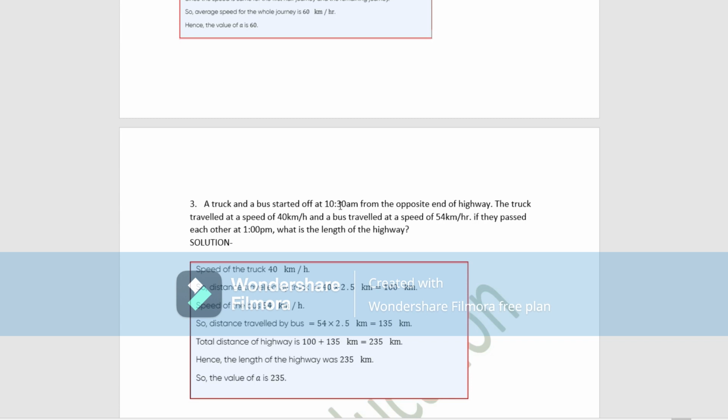From 10:30 they started and they meet at 1 p.m. So from 10:30 to 1 p.m., what is the difference between the times? The difference is 2.5 hours. So from there we have got the time as 2.5 hours. And we add up the distance 100 and the distance traveled by the bus, both together, and we have got the length of the highway. Okay, next.